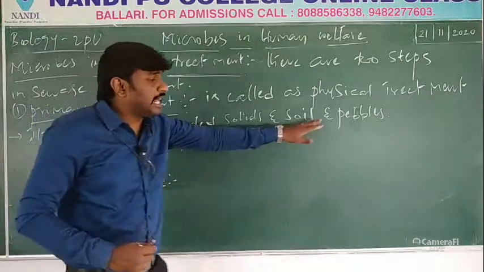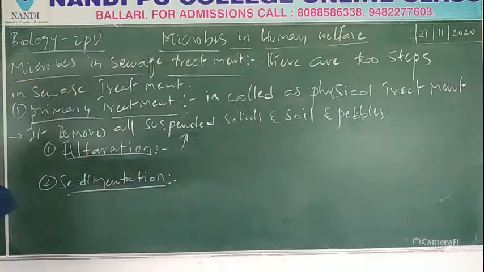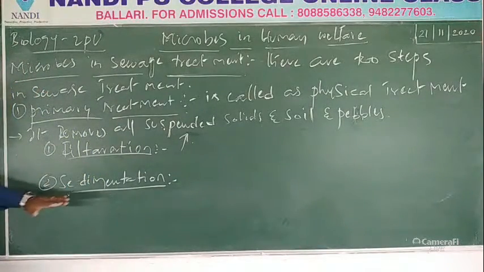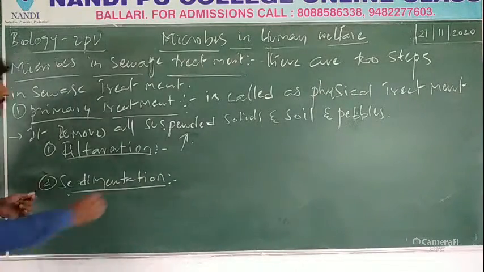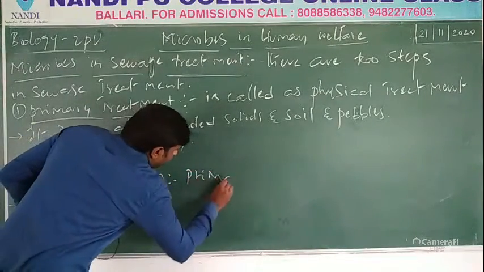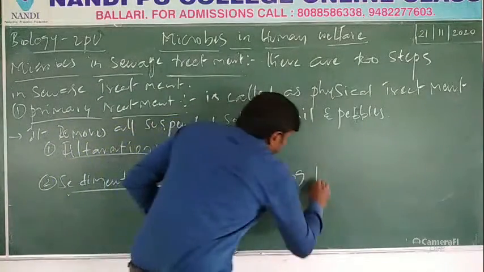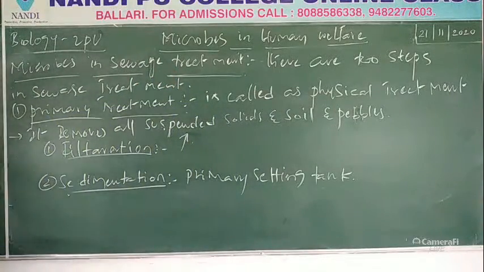Then what about soil as well as pebbles? Still they are present in the water body and they are very small, so they can easily pass through the filtration. So that's why we will go for the second process, that is nothing but sedimentation. This process takes place in a particular tank called the primary settling tank. The sedimentation takes place in the primary settling tank.